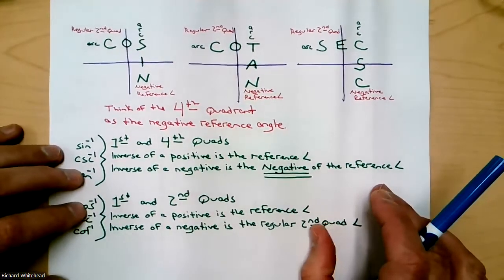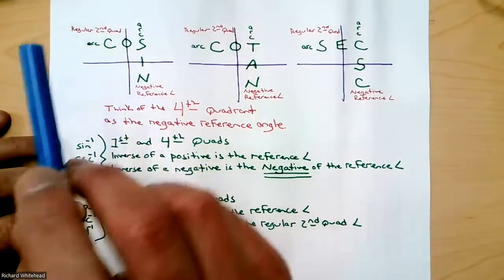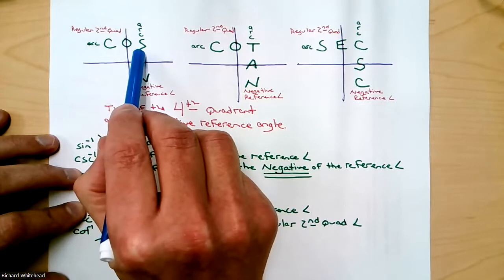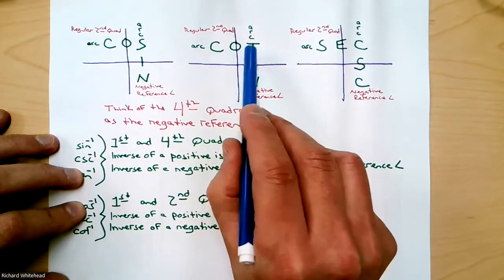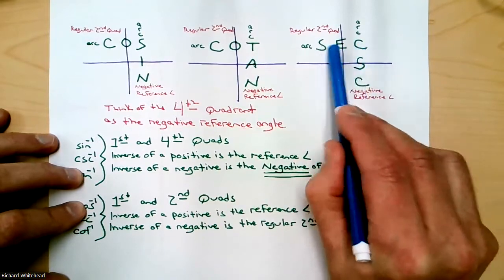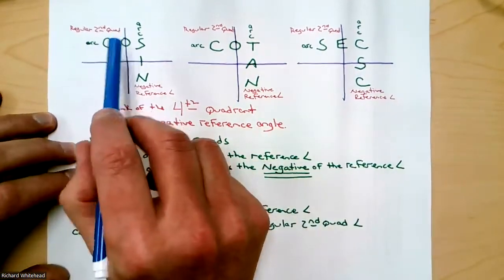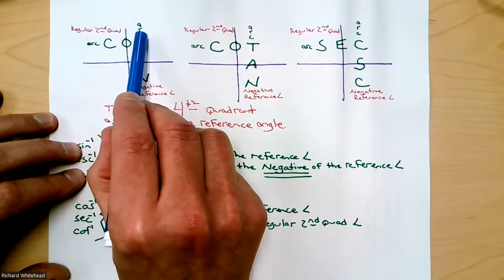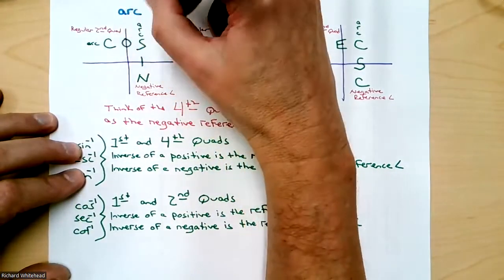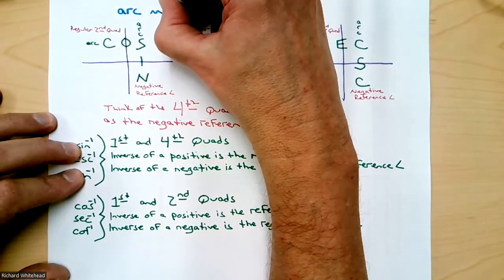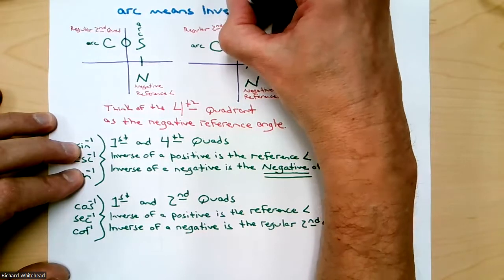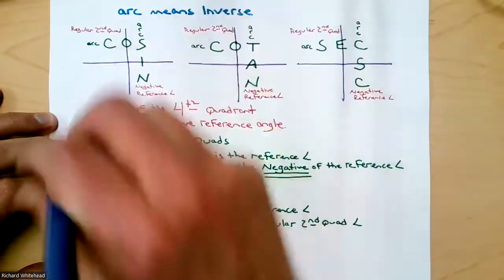But here's something that a lot of people like as a way to remember it. Notice how cosine and sine meet at the S in the first quadrant. Cotan and tan meet at the T in the first quadrant. Secant and cosecant meet at the C in the first quadrant. So what a lot of people like to do is say, and remember, arc just means inverse. That's the old way we used to say inverse back in the old days.